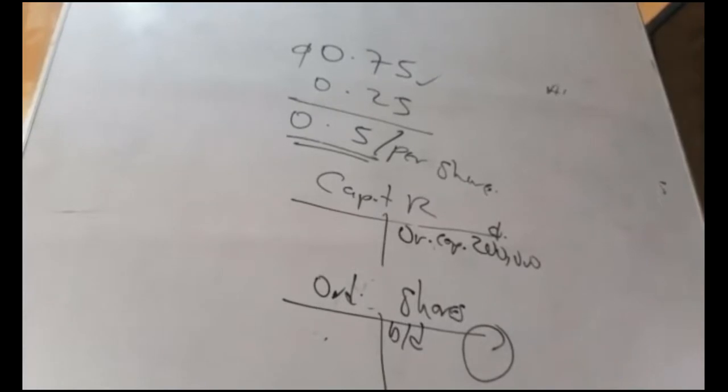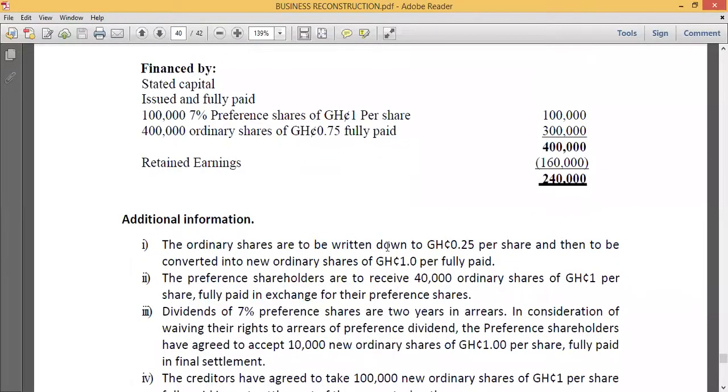Okay, now let's go back and continue. The share is then to be converted into new ordinary shares of one Ghana cedi fully paid. So it means that the 400,000 ordinary shares must be reduced to one Ghana cedi shares. So after the final answer, you divide it by one, and then you are done. You do the conversion.